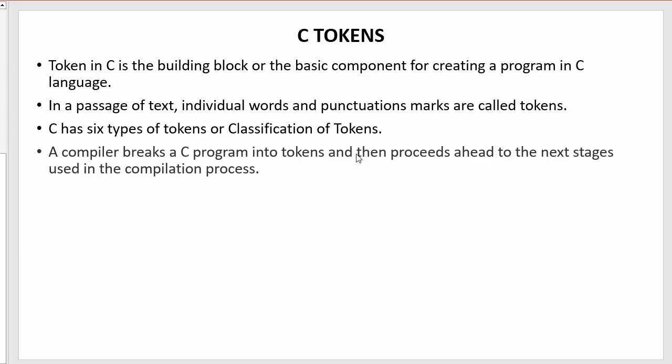Now let us start our discussion on the very simple topic of C tokens. So C tokens are called the basic building block of C programming, or they are also called the basic component or the smallest unit of a C program. If we want to write any C program, then we must know the tokens concept. So what are these tokens?